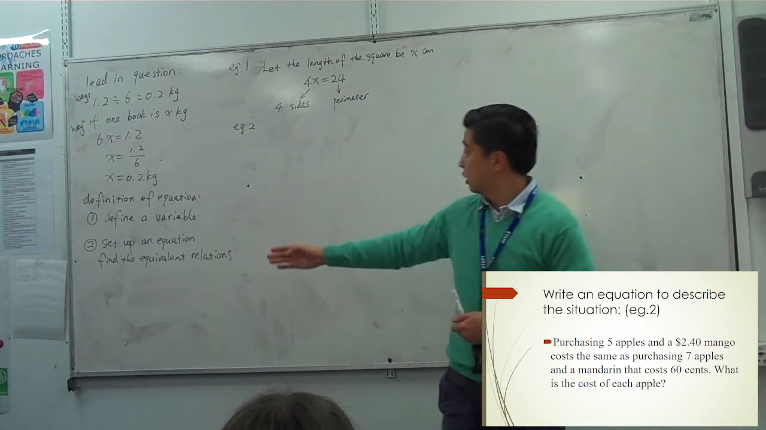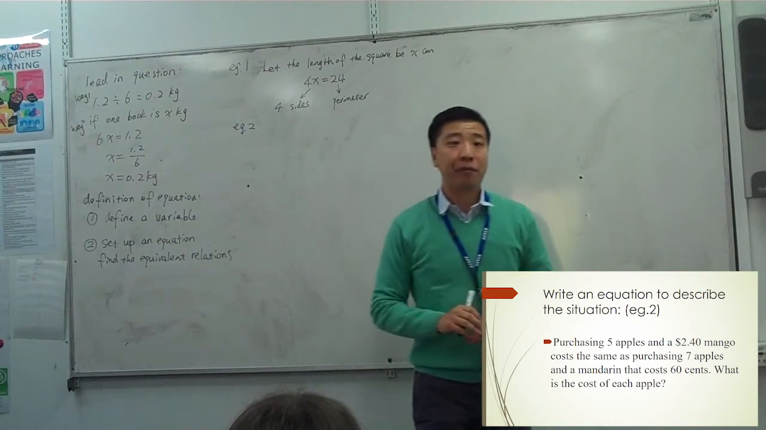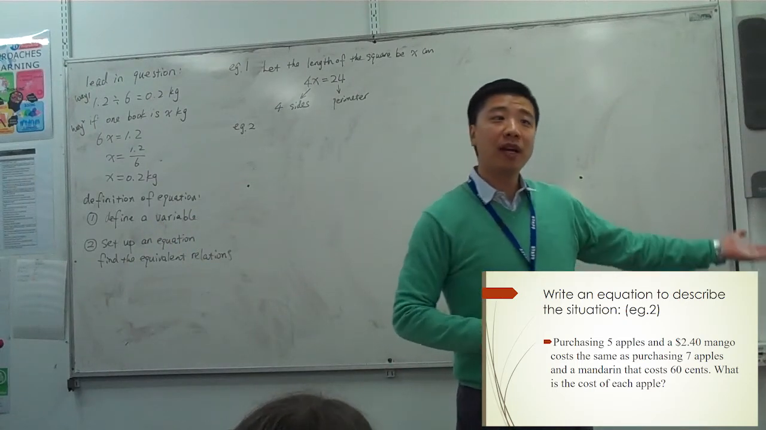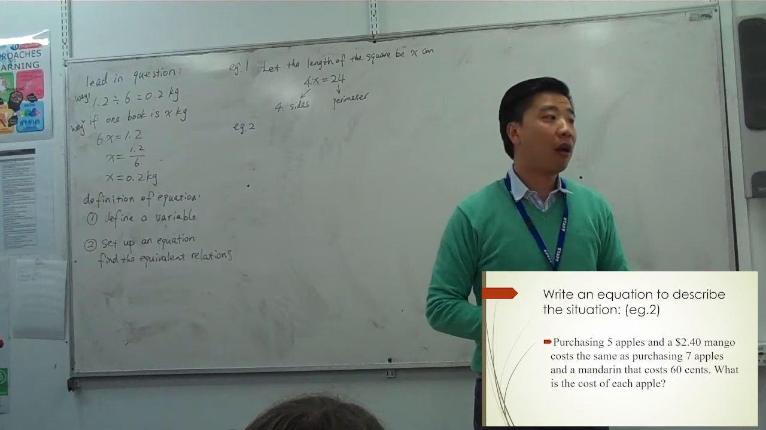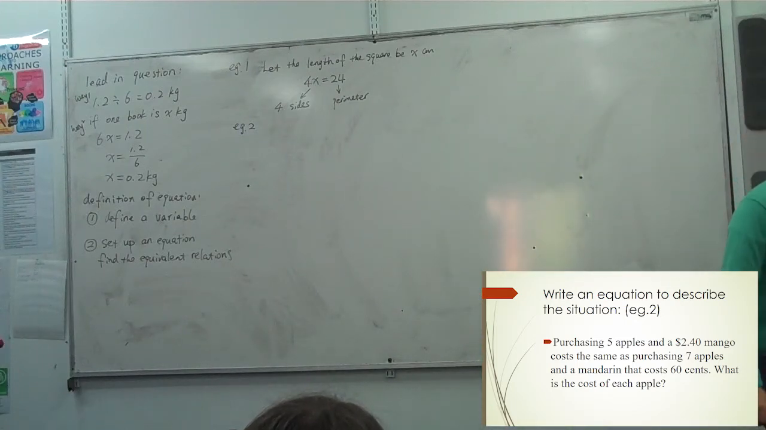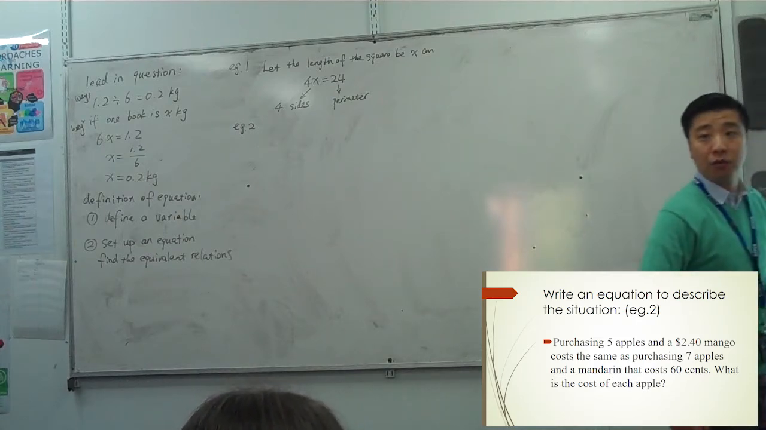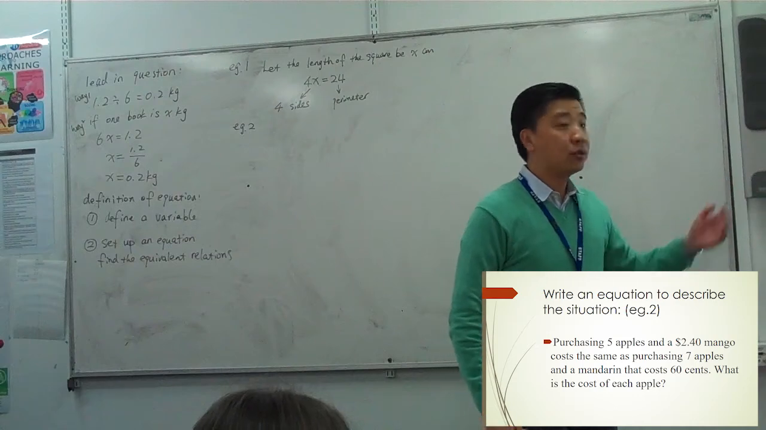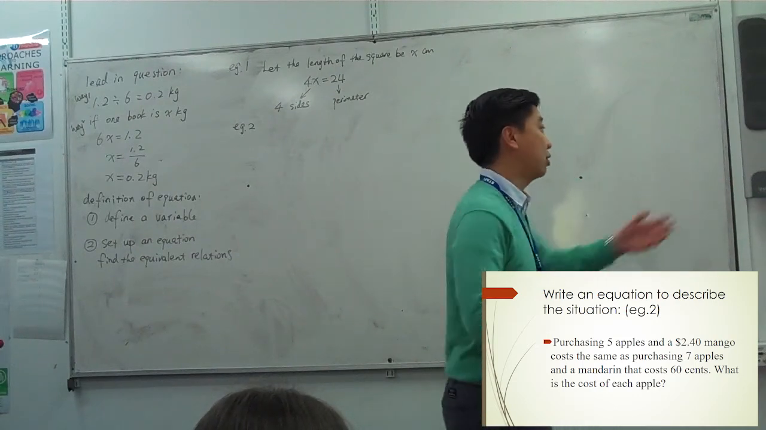Firstly, define a variable. Which one is that variable? Cost of the apple. Very good. So you can find, we just read the last question, what is the cost of each apple? So this one is what we want to find out, and this one is our variable. Okay, so we just write that.